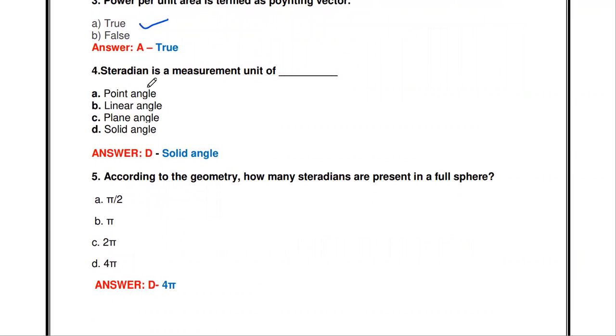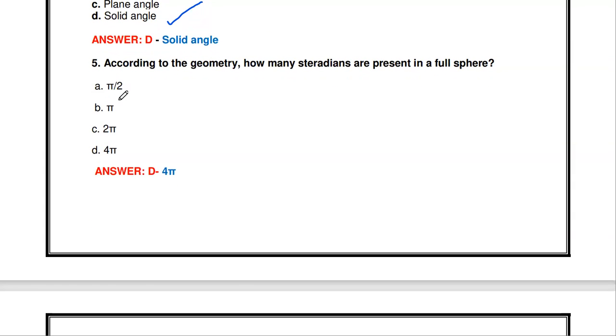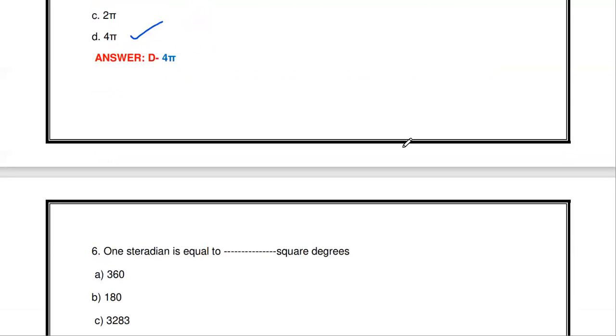The next one: steradian is a measurement unit of dash. Point angle, linear angle, plane angle, solid angle. Solid angle. Steradian is a measurement of solid angle. Then the next one: according to the geometry, how many steradians are present in a full sphere? In a complete sphere, 4 pi steradians are available.